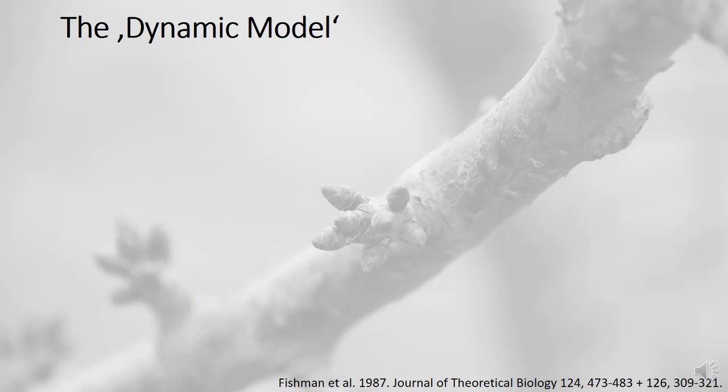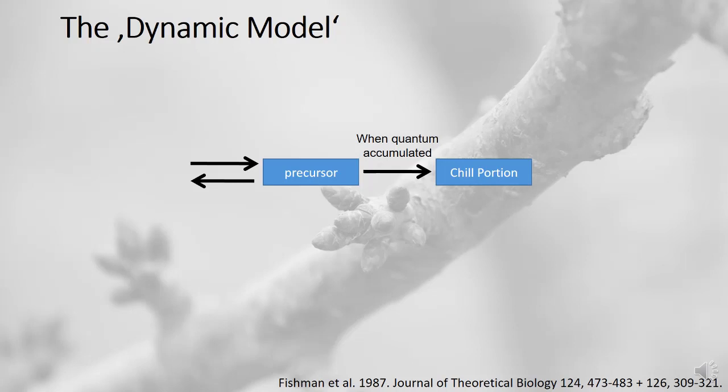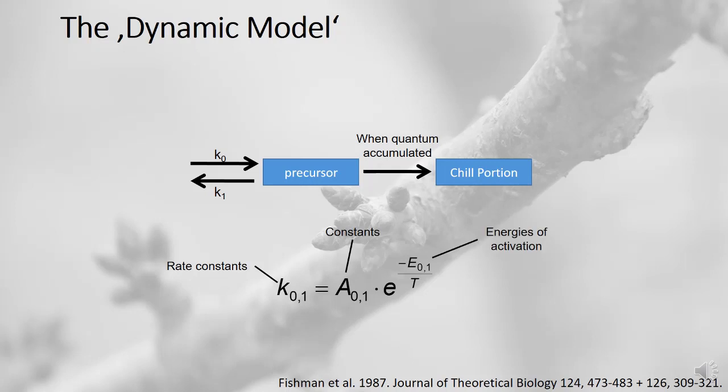So here's another look at the dynamic model. We know that we have this precursor substance here, which can be destroyed again. And when we have a certain quantum that's accumulated, this gets fixed into a permanent chill portion. The whole thing can be described with the Arrhenius equation. Here it is. And we have two processes here basically that are described by rate constants, K0 and K1. For each of these processes, we have constants here, A0 and A1, and energies of activation, E0 and E1. And the whole thing depends on temperature measured in degrees Kelvin as the driving factor of these processes.